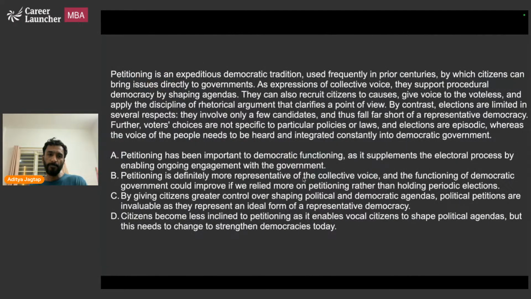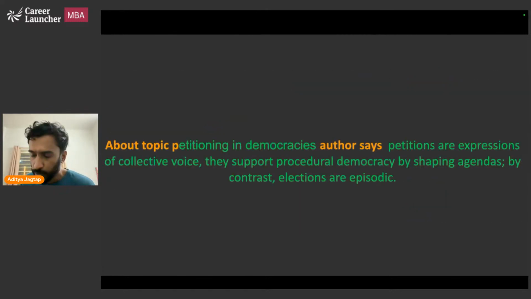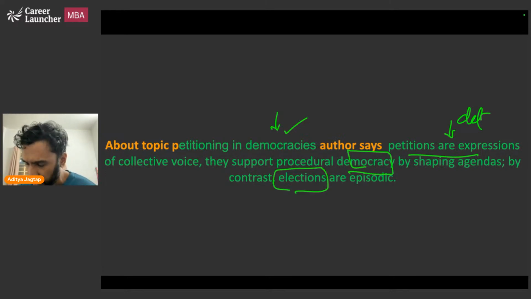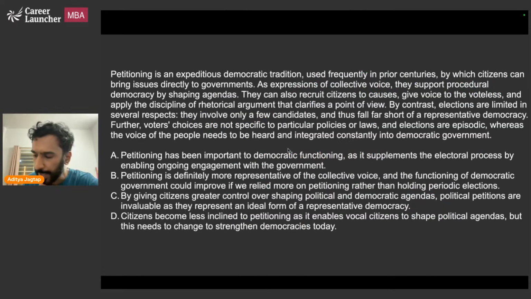So, what we are looking to do here is, I've already discussed what has to be there in an ideal summary. The ideal summary should obviously mention the topic, so this is a given, right? But the ideal summary should record what petitions are, so the definition, their impact on democracy, and a comparison with elections. Ideally, the option should contain all these elements, and it should state these elements accurately. So what we have done first is figure out clearly what the passage is about. Now let's go through each option.